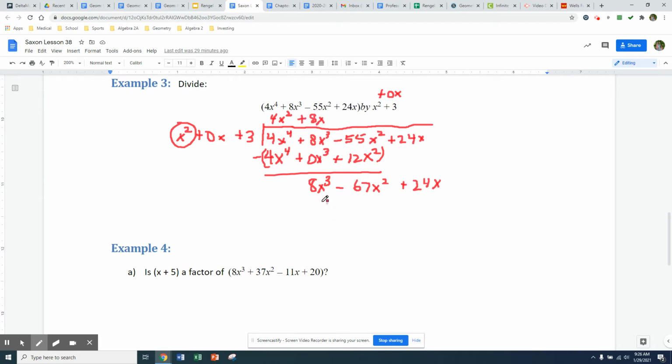And distribute that 8x to each term, that's going to be 8x to the third, 0x squared, and plus 24x. Go ahead, put parentheses around it, do our subtraction. So I'm going to have 8 minus 8, 0. Negative 67 minus a negative 0, that's just going to be a negative 67x squared. And then 24 minus 24 is going to be 0.